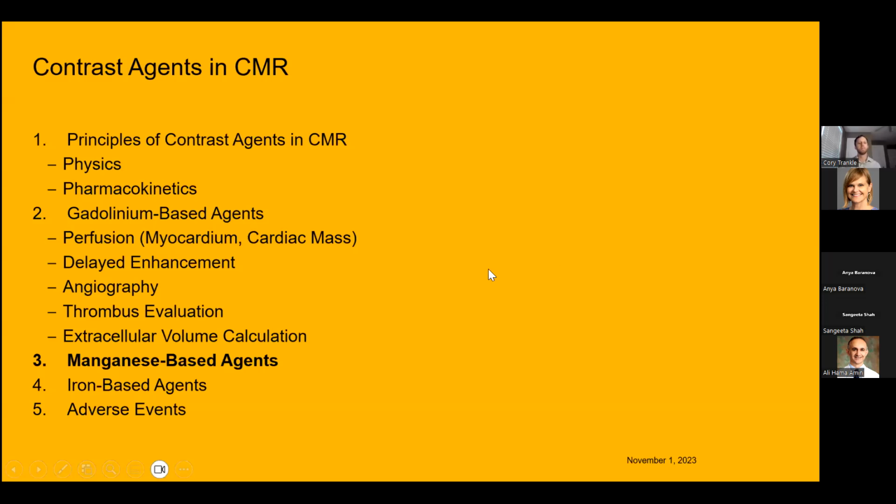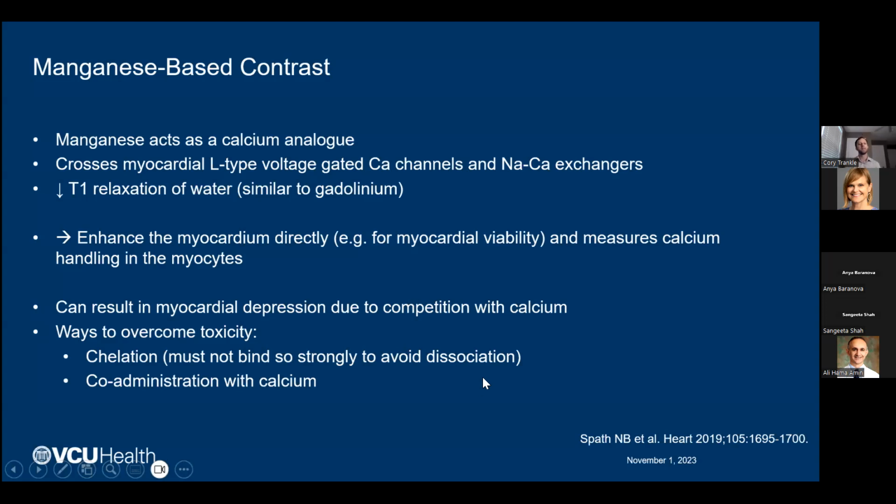So I'll touch briefly, like I said, on a couple of alternative contrast agents. Manganese is one that's been described, as it's a calcium analog is how it acts. And so it crosses the myocardial L-type voltage-gated calcium channels and the sodium-calcium exchangers. And what ends up happening is you get a T1 relaxation that's similar to gadolinium. But what that means also is that it's directly crossing into intact, healthy cardiomyocytes.